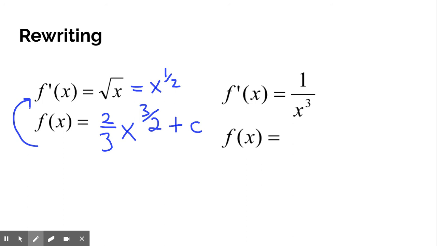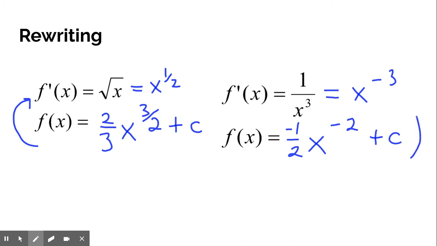My second problem, I have 1 over x cubed, which is really x to the negative 3rd power. So I need to add 1, divide here. Now be careful, I have to add 1 to my exponent, which really makes the exponent negative 2, adding 1 to negative 3, and then dividing by negative 2 gives me a negative 1/2 out front plus c. And again, I can check my work. Is the derivative of negative 1/2 x to the negative 2nd really x to the negative 3rd? And yes, it works out. I can multiply and subtract 1, and that works beautifully.